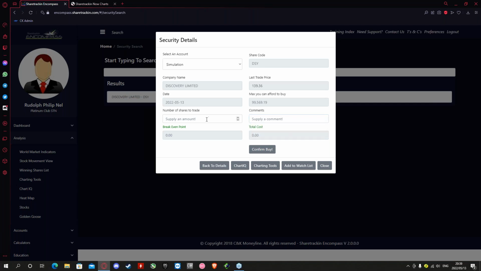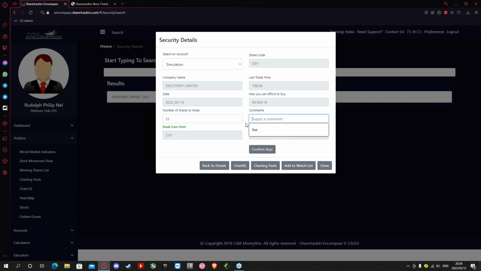Okay, so first of all, we already know the amount that we want to buy. That's 53 shares. So it will give us a break-even point percentage of 3.97%, and then a total cost of 7,541 Rand and 98 cents. Okay, and then we need to enter our comment.